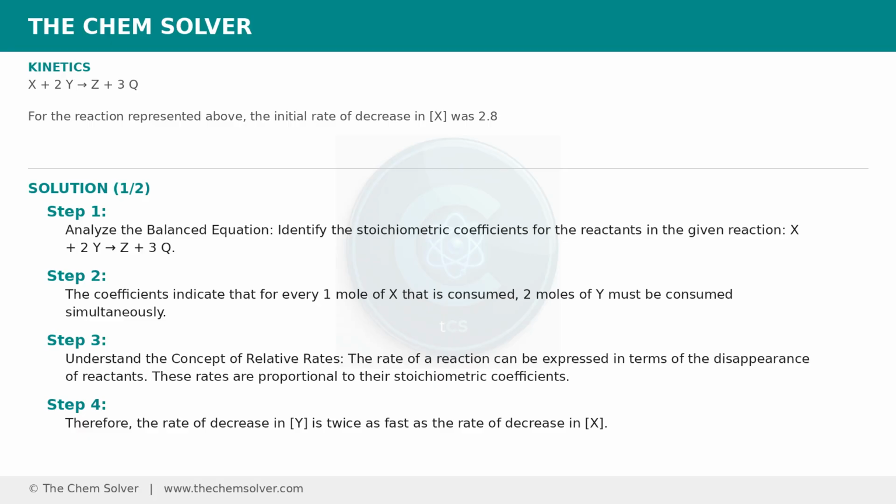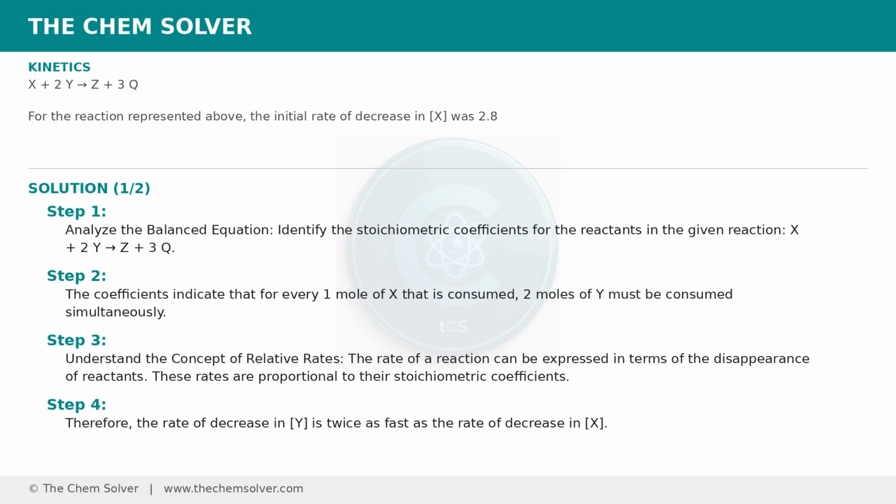Analyze the balanced equation. Identify the stoichiometric coefficients for the reactants in the given reaction. X + 2Y gives Z + 3Q. The coefficients indicate that for every 1 mole of X that is consumed, 2 moles of Y must be consumed simultaneously.